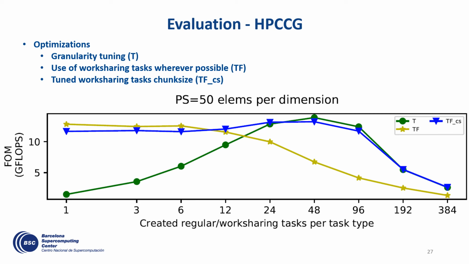We applied 3 different optimizations. Granularity tuning, which is the T version, the use of work-sharing tasks wherever possible, which is the TF version, and tuning the chunk size of work-sharing tasks, which is the TF-CS version. For the HPCCG, we see no important differences between the peak performance of the different versions. However, the TF and TF-CS versions are able to reach the peak performance with coarser granularities, and this is important for the strong scaling scenario.